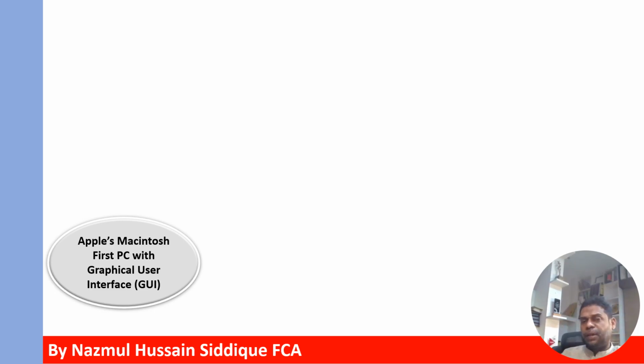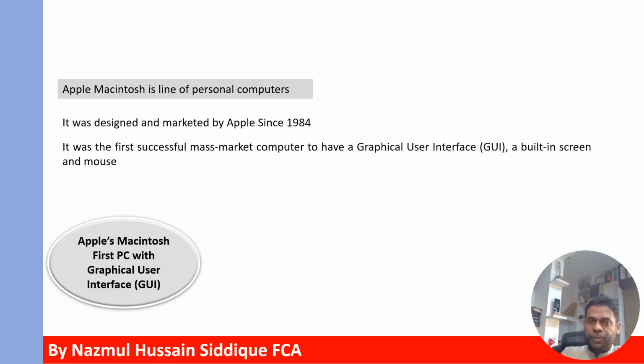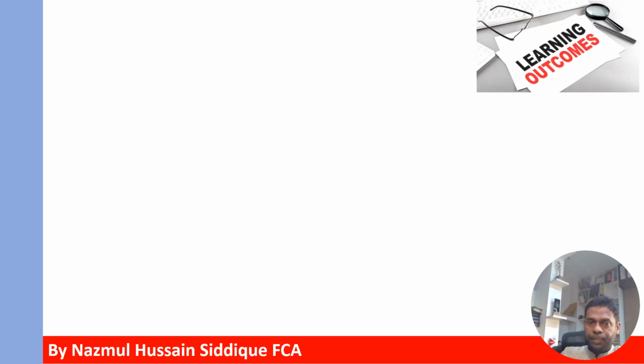Apple's Macintosh is the first PC with graphical user interface. Graphical user interface means the interface we use now, where we can click on icons to use the computer. This was first introduced with Apple's Macintosh. Apple Macintosh is a line of personal computers. It is also a personal computer. It was designed and marketed by Apple since 1984. It was the first successful mass market computer to have a graphical user interface, a built-in screen and mouse.